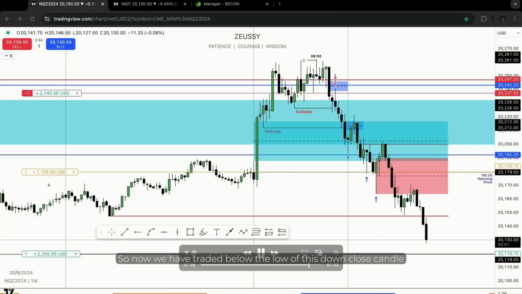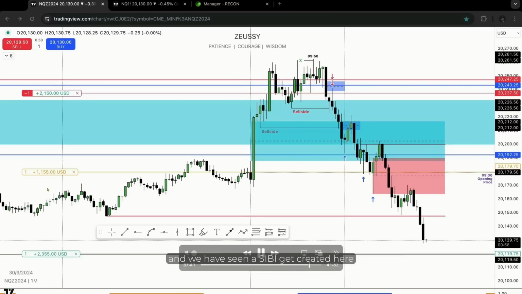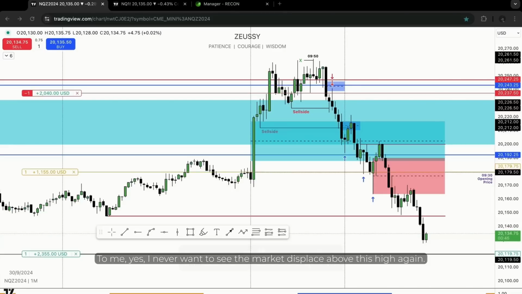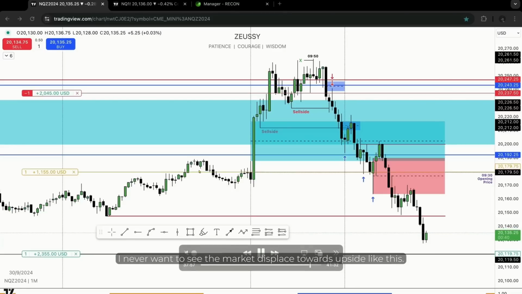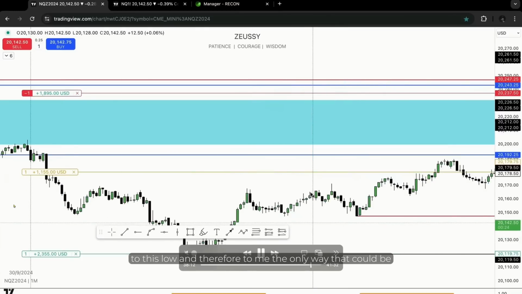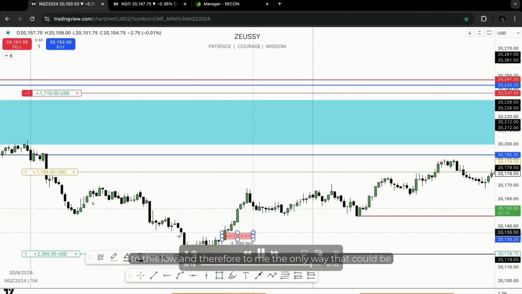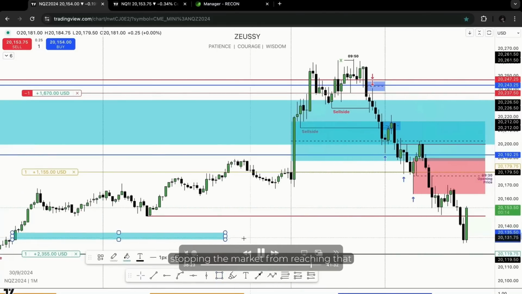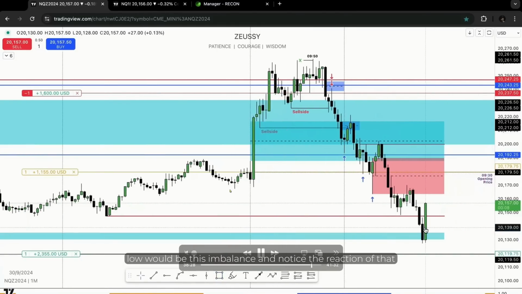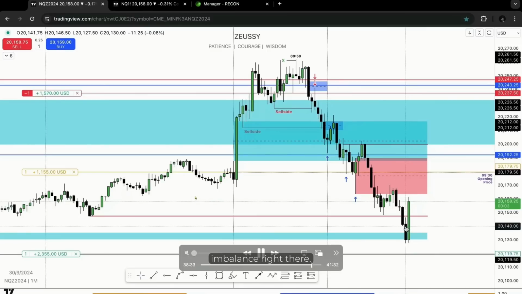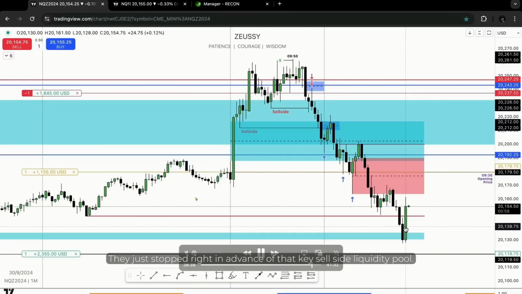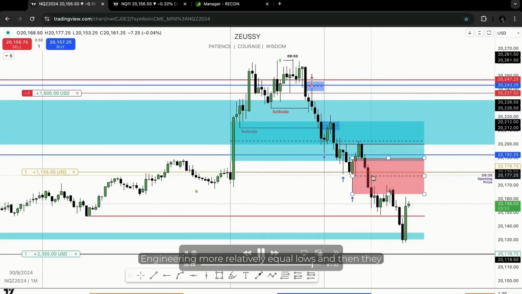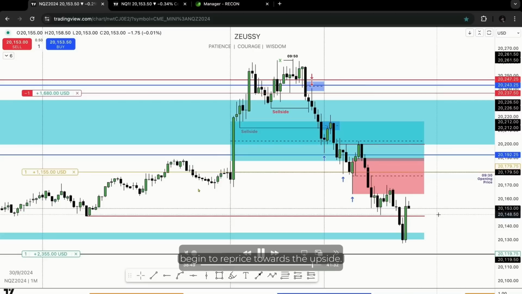So now we have traded below the low of this downclose candle, and we have seen a CB get created here. To me, I never want to see the market displace above this high again. I never want to see the market displace towards the upside like this. Why not? Because we have come in such close proximity to this low, and therefore, to me, the only way that could be stopping the market from reaching that low would be this imbalance. And notice the reaction of that imbalance right there. They just stopped right in advance of that key sell-side liquidity pool, engineering more relatively equal lows, and then they begin to reprice towards the upside.